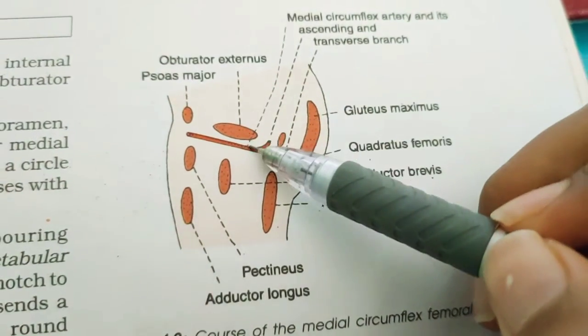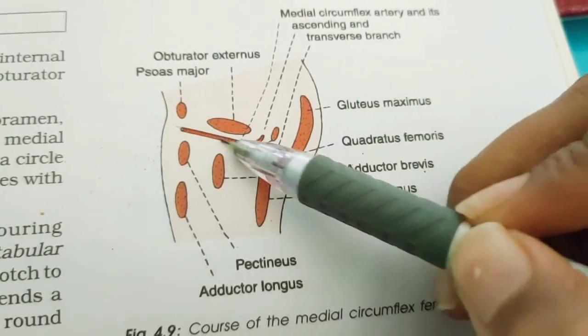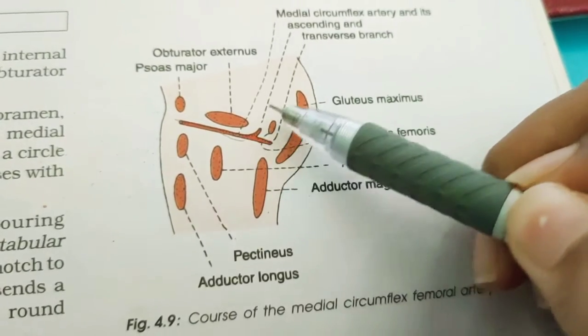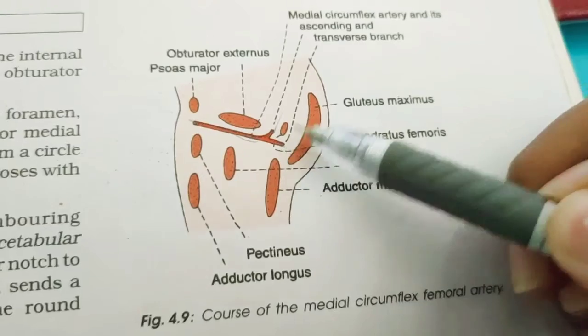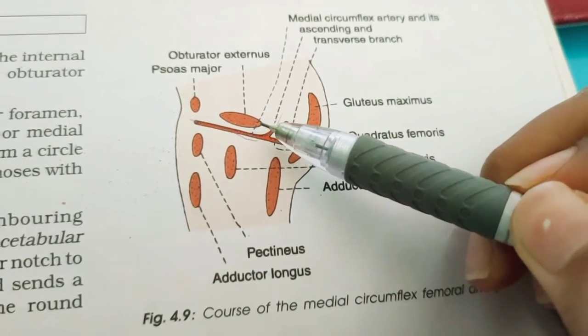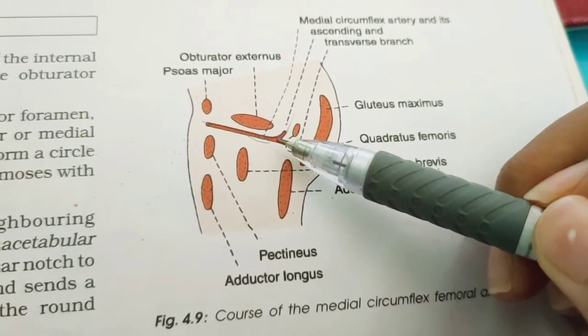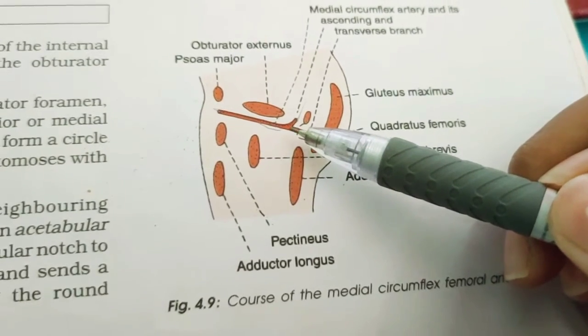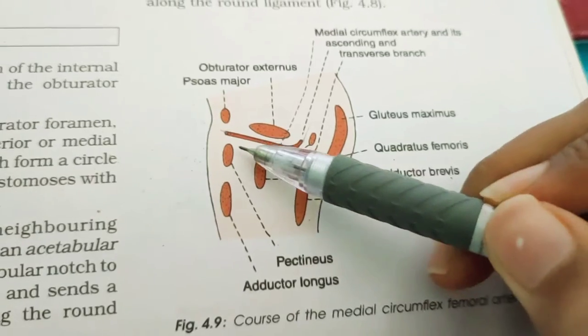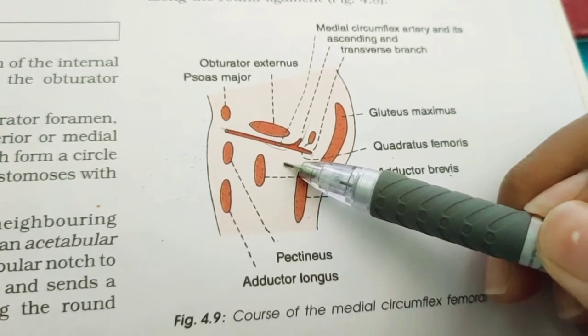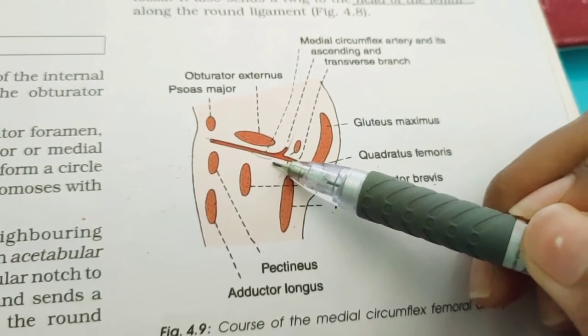So this is the medial circumflex femoral artery, and this is its ascending and this is its transverse branch. So let us discuss this. This artery arises from the profunda femoris. Of course, the profunda femoris is the deep branch of the femoral artery, but frequently it may also arise directly from the femoral artery. It leaves the femoral triangle by passing backward between the pectineus and psoas major muscle.